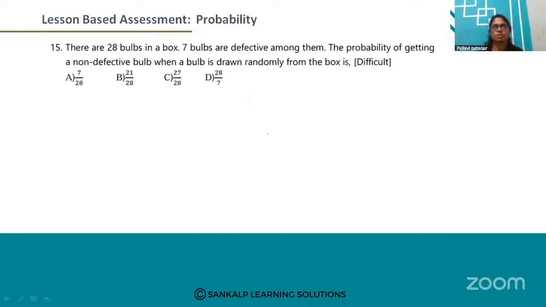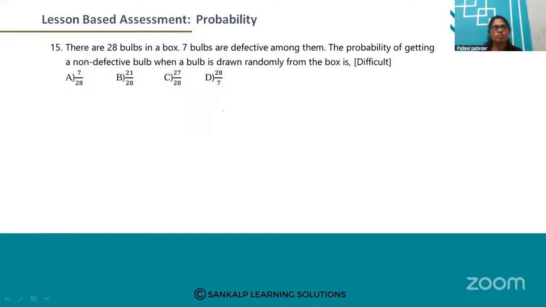Okay, look at the question number 15. There are 28 bulbs in a box. 7 bulbs are defective among them. The probability of getting non-defective bulb when a bulb is drawn randomly from the box. So here we find the probability of selecting non-defective bulb.